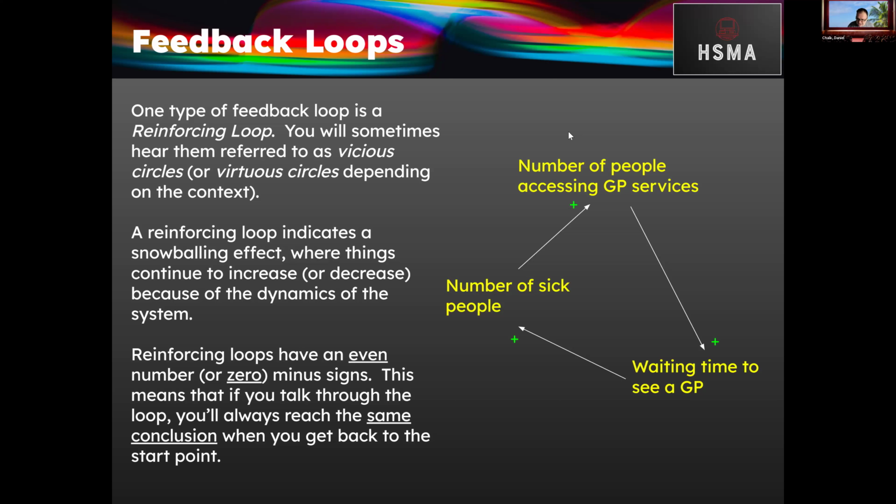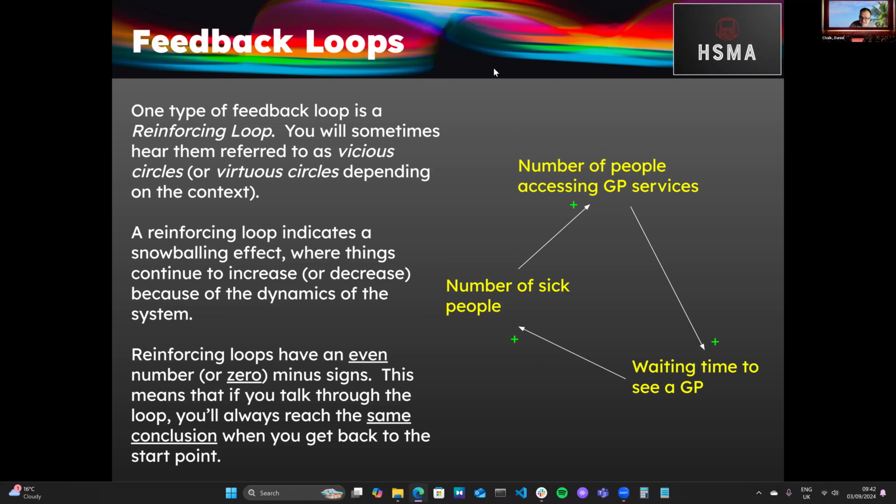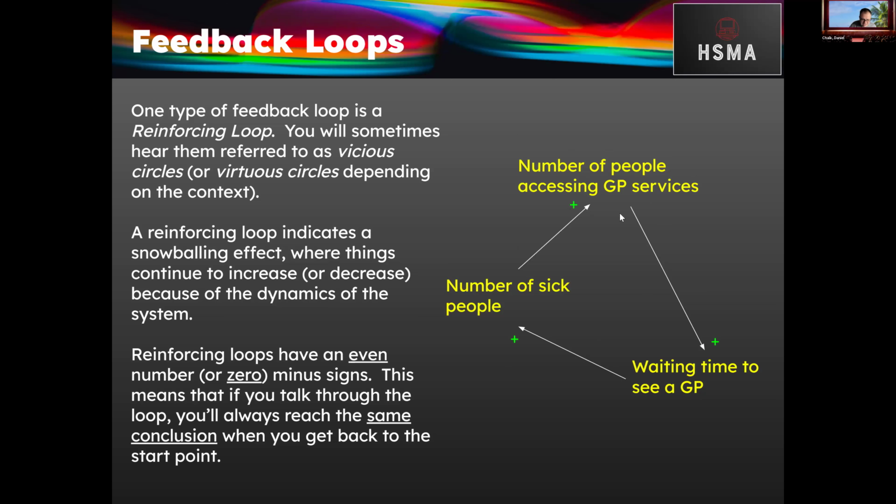Okay. So here, this is an example of a reinforcing loop. As the number of people accessing GP services increases, the waiting time to see a GP increases. And as that increases, the number of people who are sick increases. And as that increases, the number of people accessing GP services increases. So you've got this snowballing effect: more people accessing GP services increases the waiting time to see a GP, which leads to more sick people, which means even more people accessing GP services, etc. And that would work in reverse as well. As that decreases, this will decrease, and that will decrease, etc. And that can help us identify that there might be an issue in that part of the system.